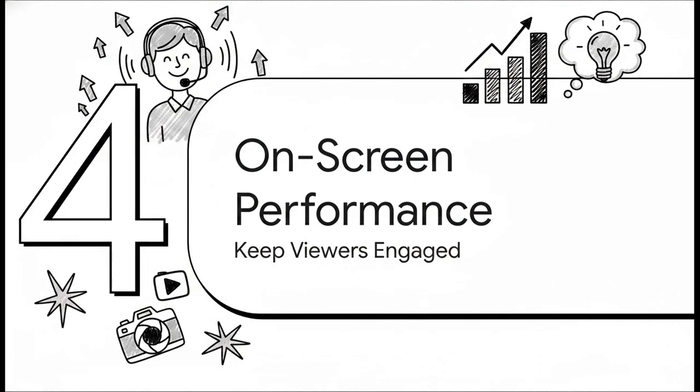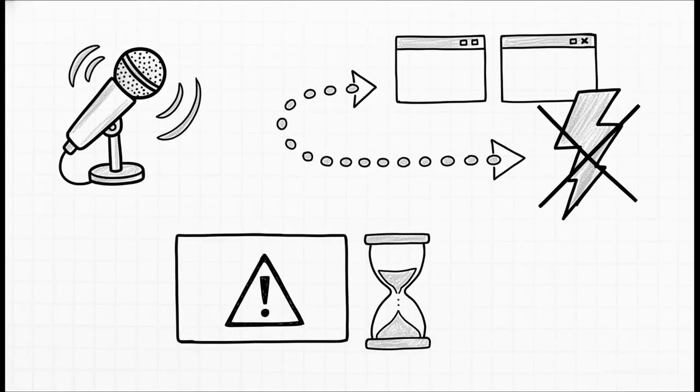Okay, Section 4, the on-screen performance. How to actually keep your viewers locked in. Because having a sweet setup is only half the battle, right? How you deliver the goods when the red light is on makes or breaks the explainer. To keep everyone tracking with you, follow these rules.